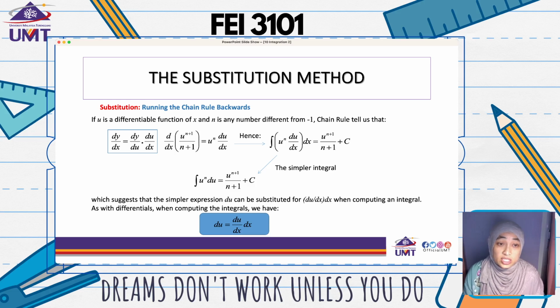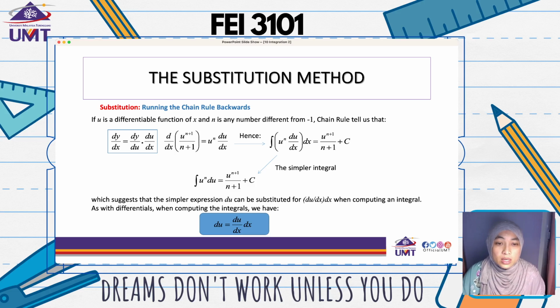As you can see, substitution is actually running the chain rule backwards, right? If you remember, the chain rule from our topic on derivatives and differentiation. If u is a differentiable function of x and n is any number different from -1, the chain rule tells us that dy over dx is equal to dy over du times du over dx, right? So d over dx of u to the power of n plus 1 divided by n plus 1 is equal to u to the power of n du/dx. Hence, the integral of u to the power of n du/dx dx is u to the power of n plus 1 divided by n plus 1 plus c.